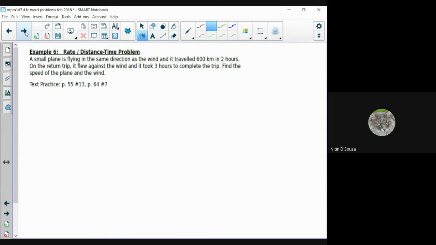So now we have time, distance, and speed. So we know that speed is equal to distance over time. We know that speed times time equals distance. And we know that time is equal to distance over speed.